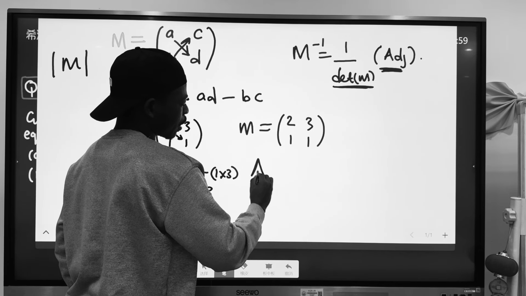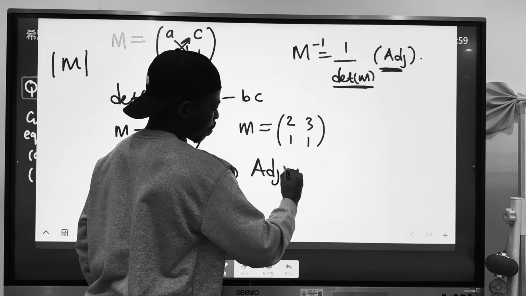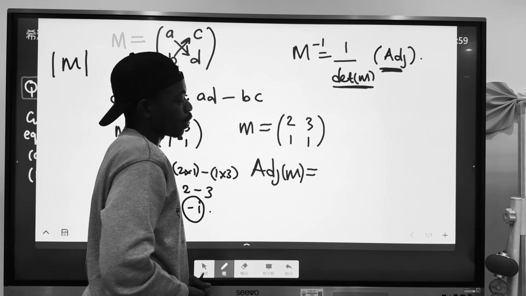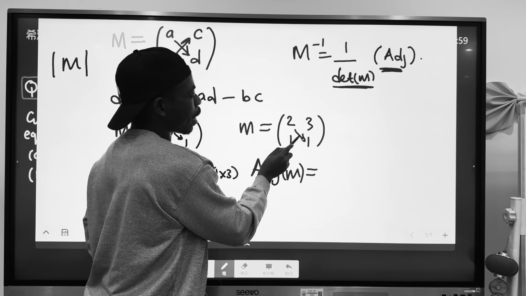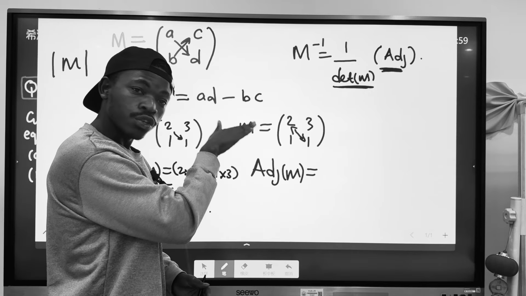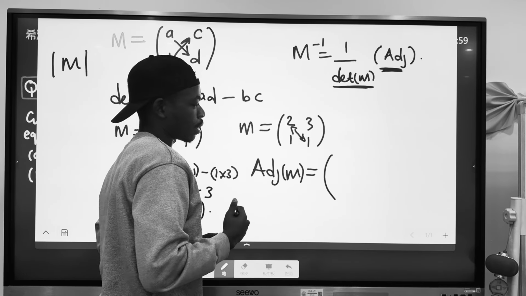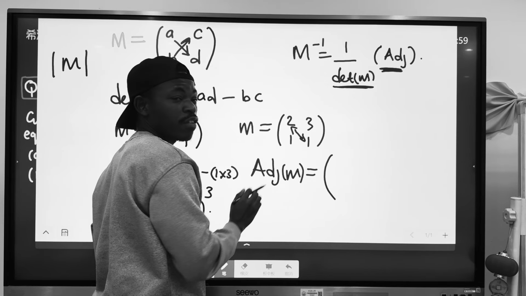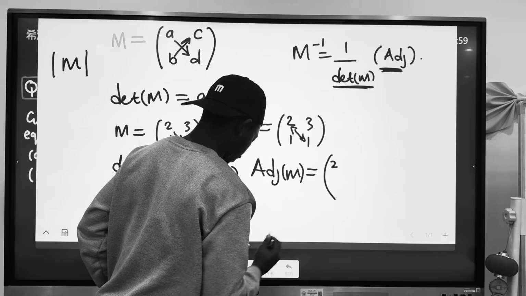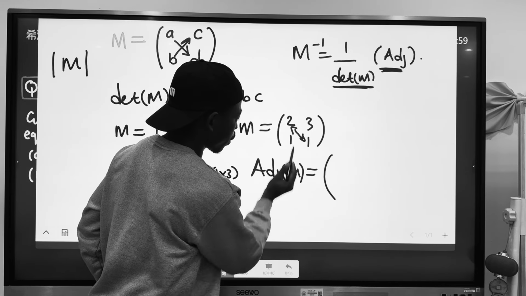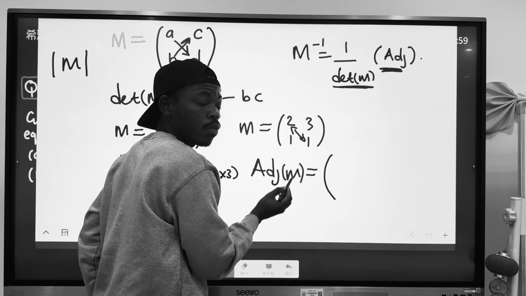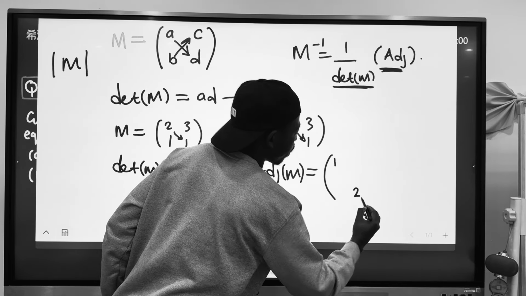So to find the adjoint of matrix M, all you need to do is swap the elements of the leading diagonal. It means that the adjoint is another matrix where the elements of the leading diagonal have been swapped. So you can see 2 is here, so you swap it with 1. So 1 will now be there, then 2 will be there.